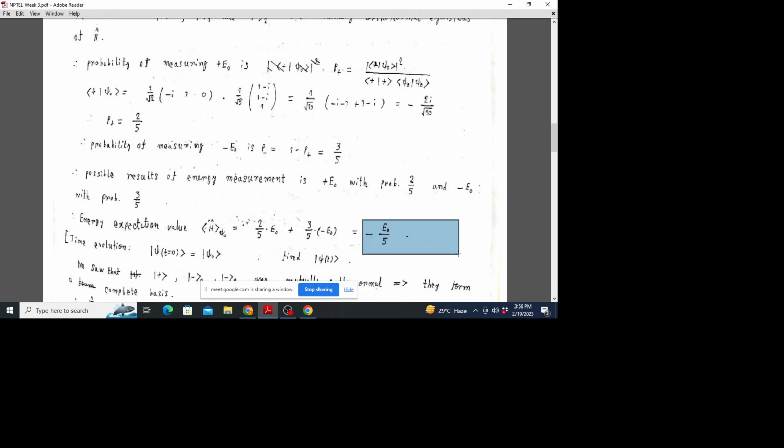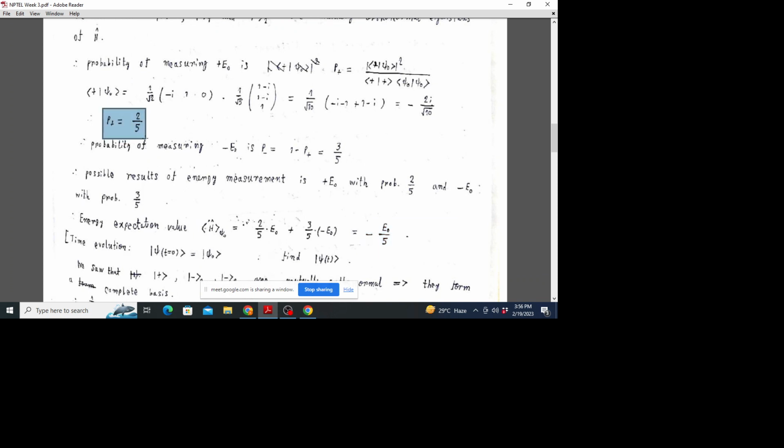So nothing other than that. But the average value of the measurement, it's like a coin toss. So what are we seeing? This is like a biased coin.